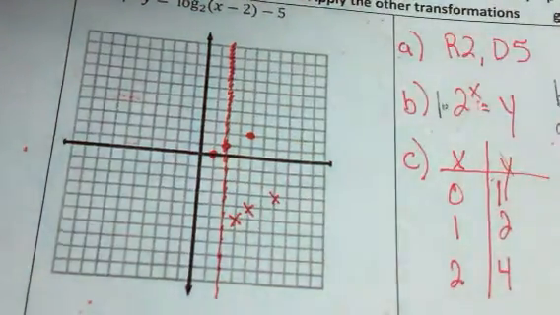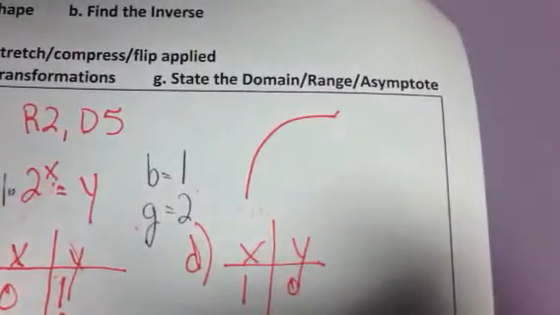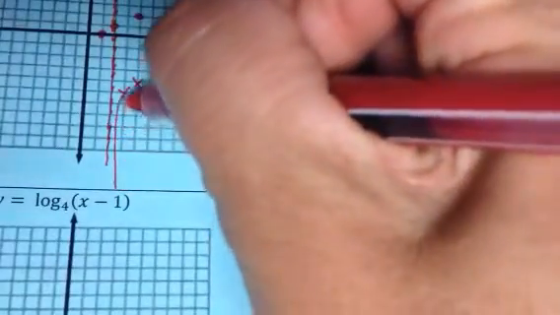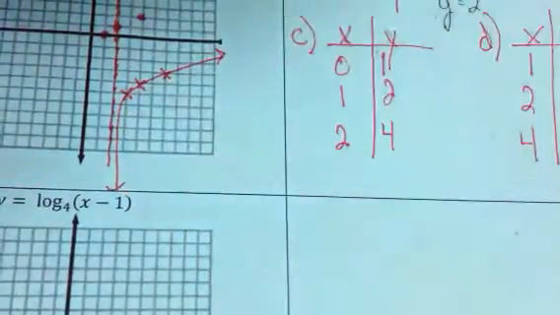Okay, and then so that's E, and F is over here on the graph. And then G just says state the domain, the range, and the asymptote. So here goes the shape. And to get the domain and the range, I need to put some coordinates with the arrows.